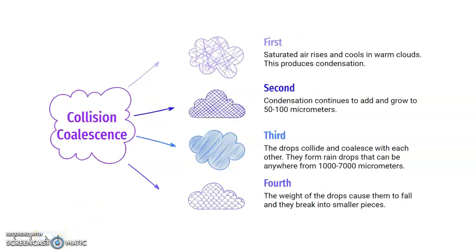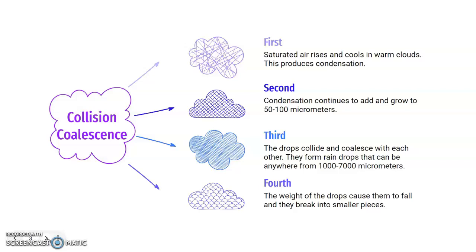So first, we're going to be talking about collision coalescence. This is a process of the formation of precipitation. In coalescence, first the saturated air rises in warm clouds and then it cools. This cooling in the warm cloud produces condensation. As the condensation continues to add and grow, it'll grow to about 50 to 100 micrometers.